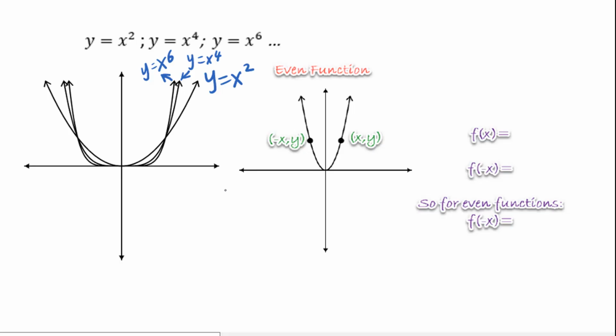Today's lesson is about even and odd functions. Let's look at the following functions. We have y equals x squared, x to the fourth power, x to the sixth power, and so on. This kind of function, look at the graph. They are reflecting across the y-axis.